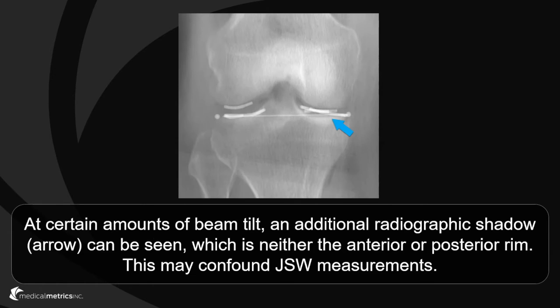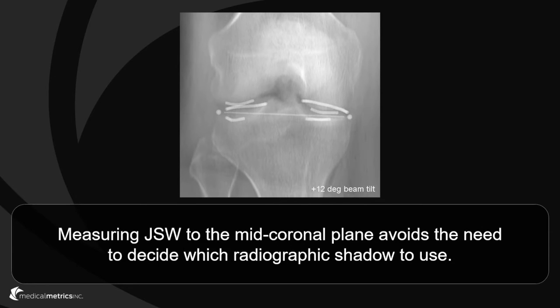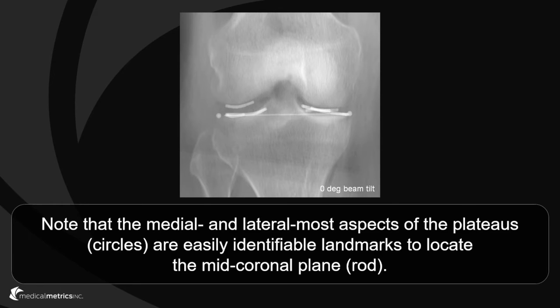At certain amounts of beam tilt, a radiographic shadow can be seen that is from neither the anterior or posterior rims. This can confound joint space width measurements. Measuring joint space width in the mid-coronal plane avoids the need to decide which radiographic shadow to use. Note that the medial and lateral most aspects of the tibial plateau are easily identifiable landmarks to locate the mid-coronal plane of the tibia in radiographs.